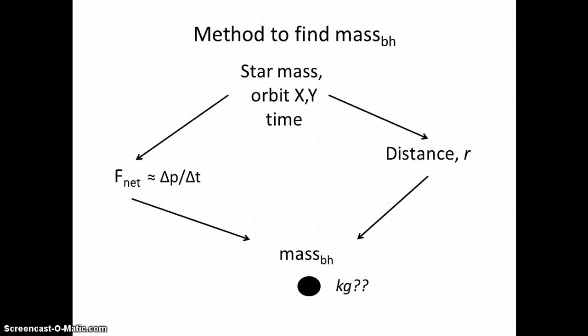The method we're going to use is to take what we are given and use that to calculate F-net, given that we can calculate the change in momentum over change in time with what we have. And we're going to ask our computer program also to calculate the distance and the mass of the black hole for us.